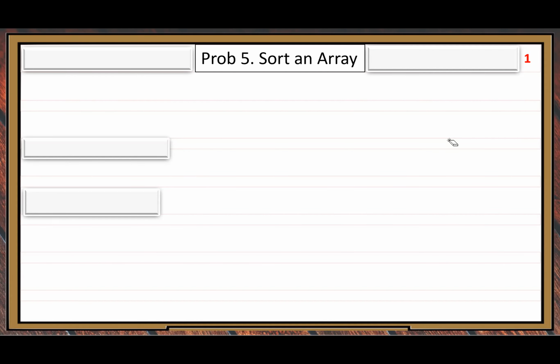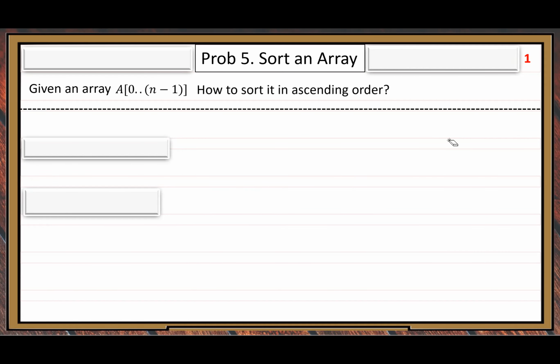Our problem number 5, sort an array. First, let me give you the question, given an array. The question, how to sort it in ascending order.